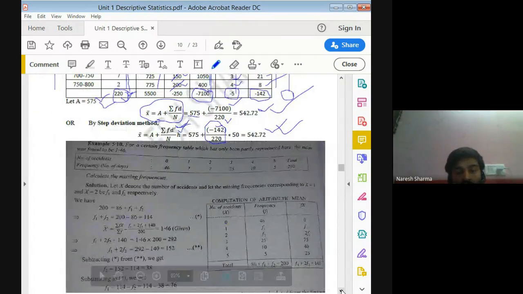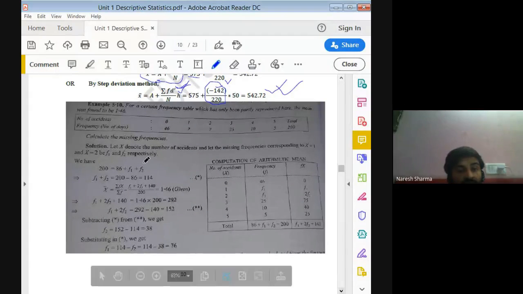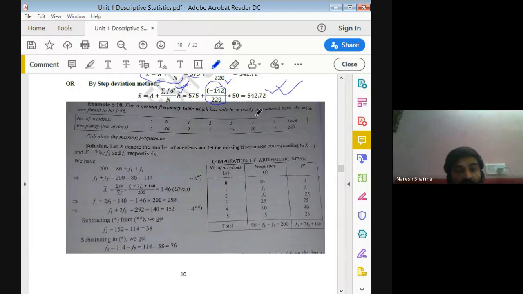Now another example, some different kind of example. For a certain frequency table which has only been partly reproduced here, the mean was found to be 149. So the mean is given already, no need to calculate the mean as per this question.